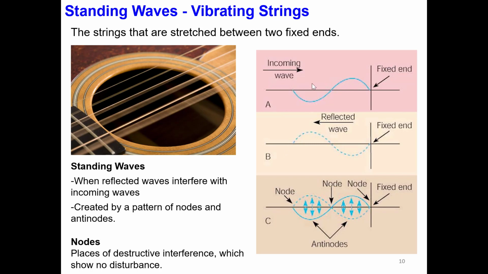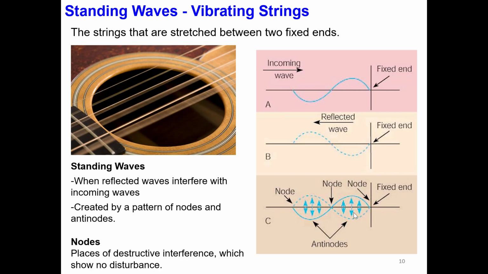The string in a guitar is vibrating. Then the incoming wave will interact with the reflected wave. The interaction between the incoming wave and the reflected wave will create a pattern of nodes and antinodes. Then the nodes correspond to where there is destructive interference, and the antinodes correspond to where the interference is constructive.